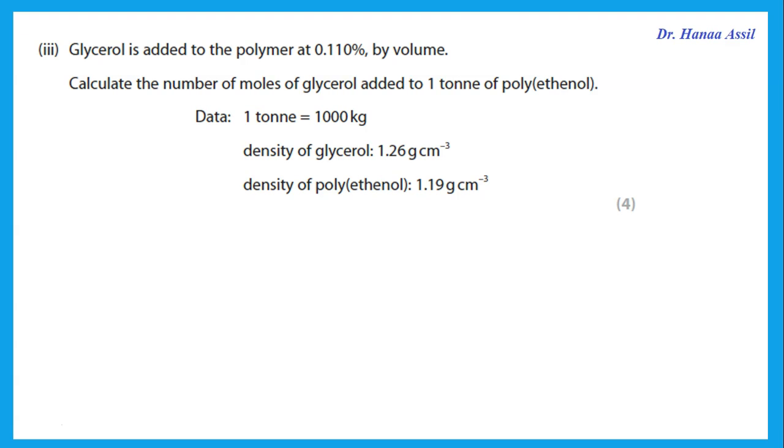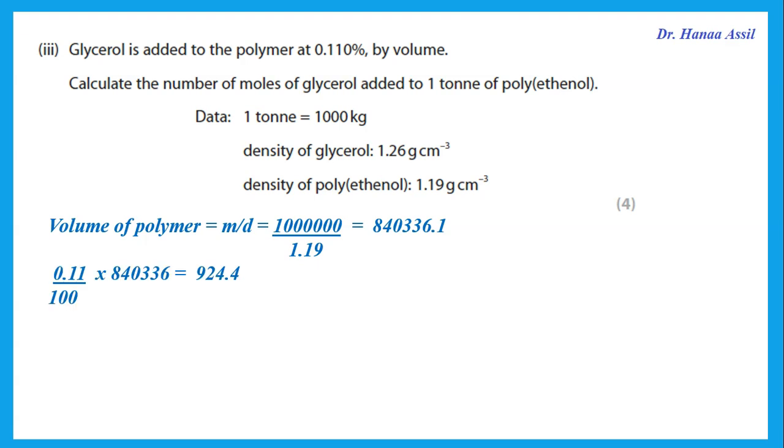Glycerol is added to the polymer at 0.11% by volume. Calculate the number of moles of glycerol added to 1 ton of polyethanol. Okay, so we have density. We're given density of the polymer, so I can use that to get the volume. Volume is mass over the density of the polymer. The mass is 1 ton, and you are already told that 1 ton is 1,000 kilograms, and a kilogram is 1,000 grams. So this would be the volume of the polymer.